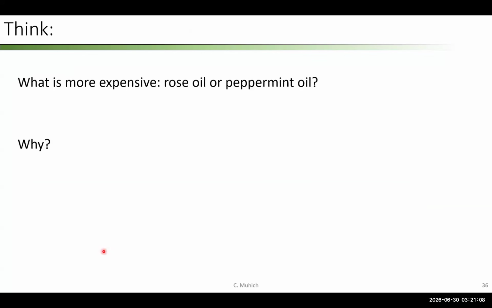All right. With that, I'm going to leave you with a question that I want you to think about based on the analysis we just did. What do you think is more expensive, rose oil or peppermint oil, and why? You'll need this question in the quiz.